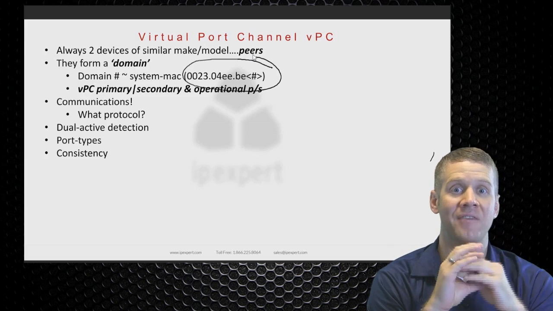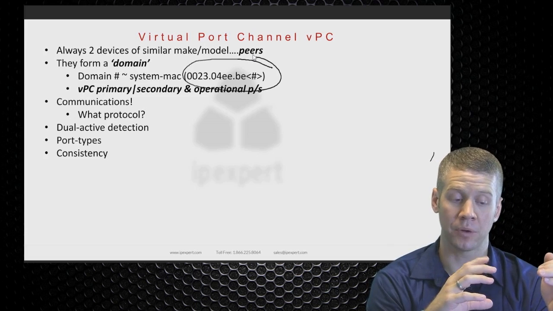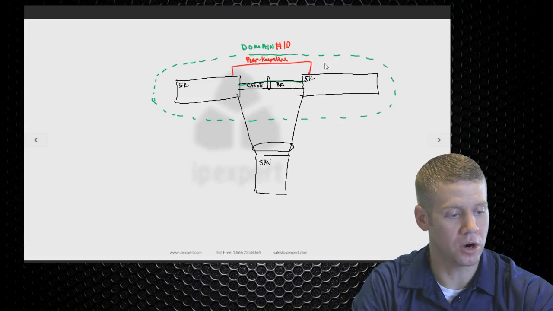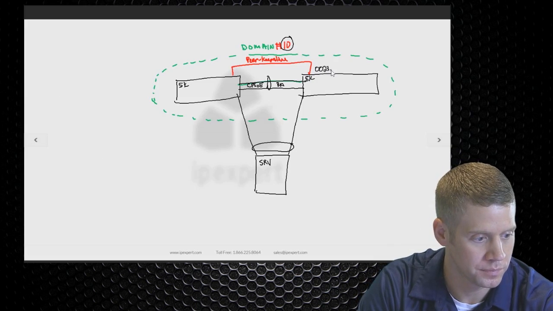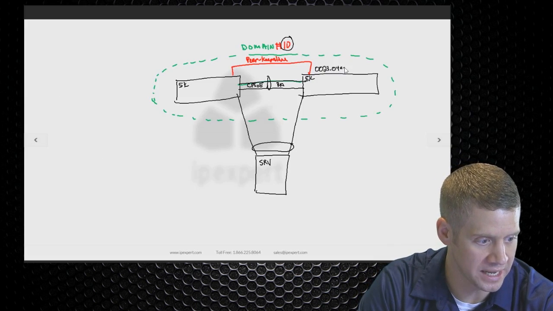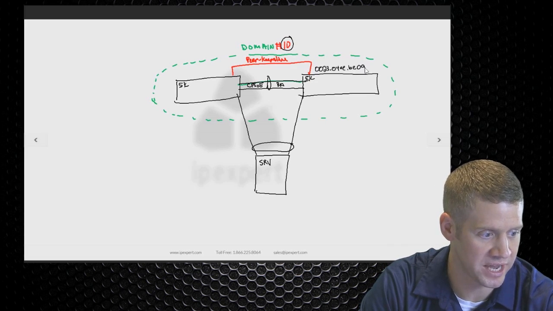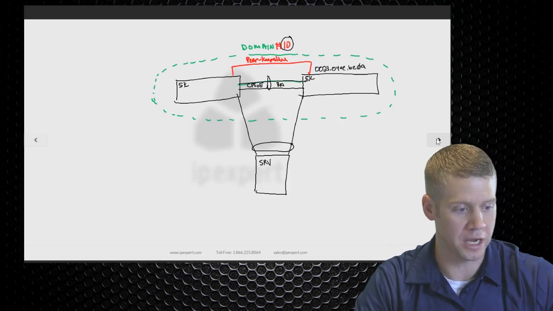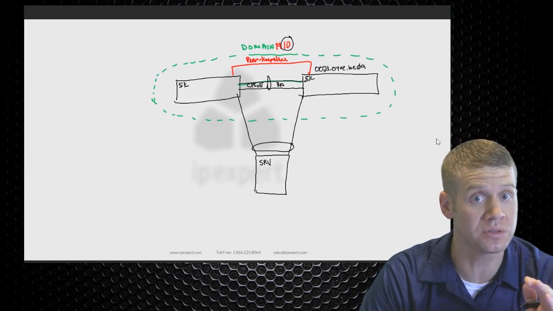Again, we have 8 bits, 0 through 255, available for our domain ID. So we're going to take that and create our system MAC. That's going to be 00:23:04:EE:BE, and in this case, if we use 10, it's going to be 0A. Make sure I'm right there, 04BE, yep. So that will be our domain ID, and both switches will use this, guys.